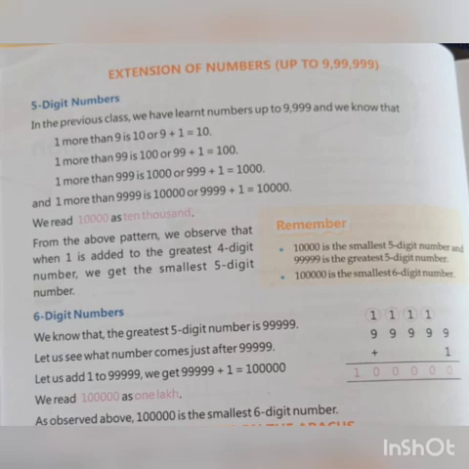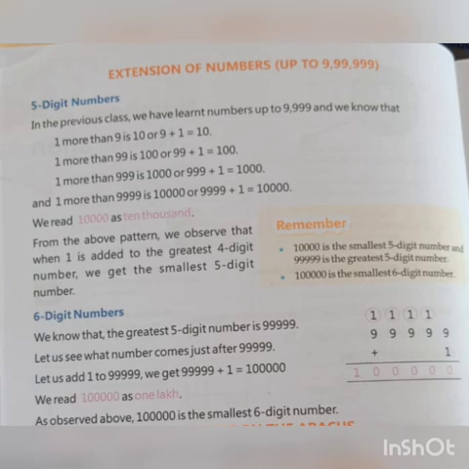Similarly, if you imagine adding 1 to the greatest 10-digit number, you will get the smallest 11-digit number. If you add 1 to the greatest 6-digit number, you will get the smallest 7-digit number. This is the pattern they are following.